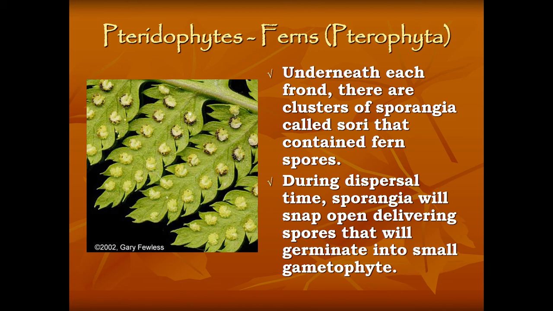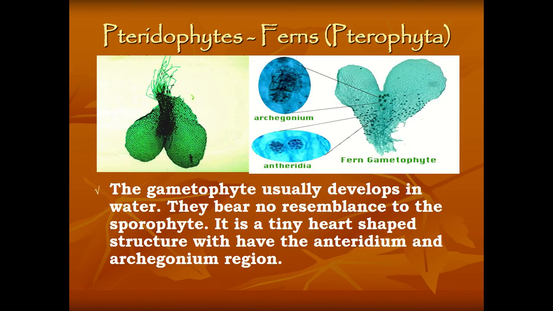During the dispersal time, the sporangia will snap open, delivering the spores that will germinate into small gametophytes. The gametophyte usually develops in water. They bear no resemblance to sporophytes, and are very tiny and heart-shaped, as you can see here, very cute. They contain both male and female gametes, antheridia and also archegonia.